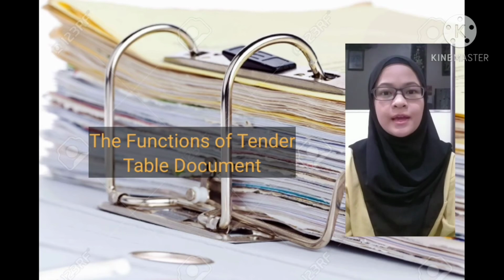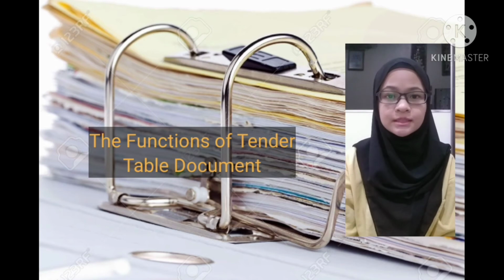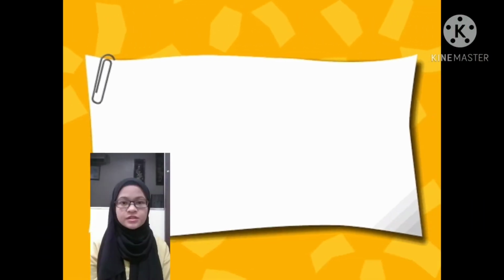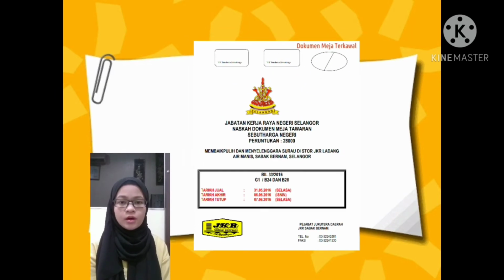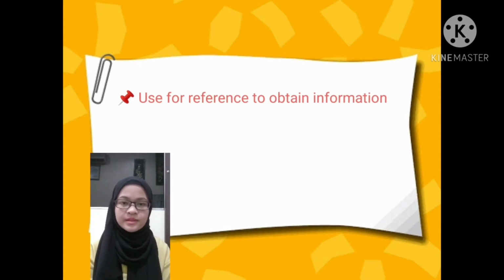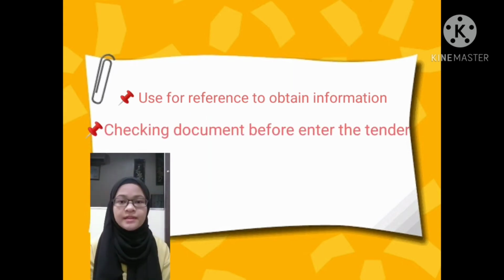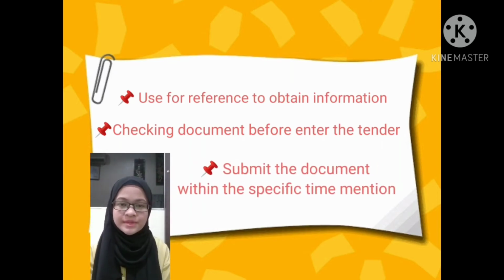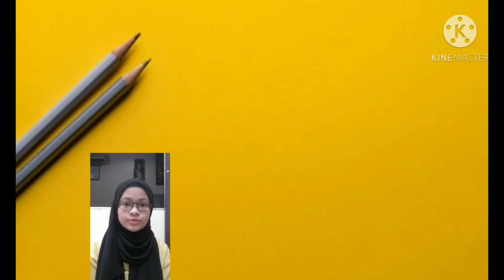Now, I will elaborate on the functions of the tender document to the contractor in the construction industry. The functions of the tender document are: number 1, it is used for reference to obtain information and check documents before entering the tender, and to submit the document within the specified time mentioned.